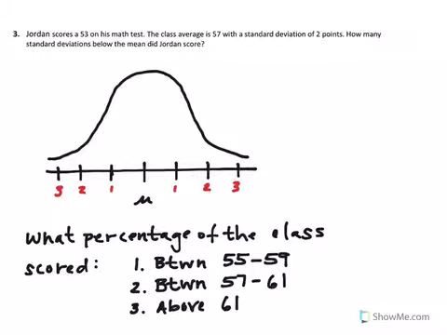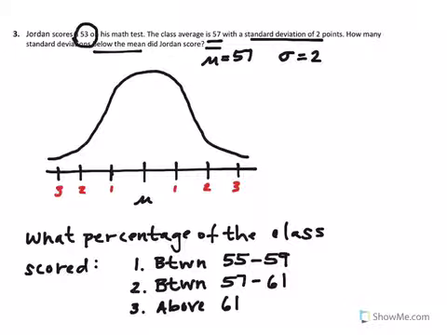So if we look at this information, it says that Jordan scored a 53 on his math test with the class average. So my average here, or my mean, is going to be 57 with a standard deviation of 2. So my standard deviation here is going to be 2. It says how many standard deviations below the mean did Jordan score? So we're just going to fill out our distribution here, and we'll do this here in blue.